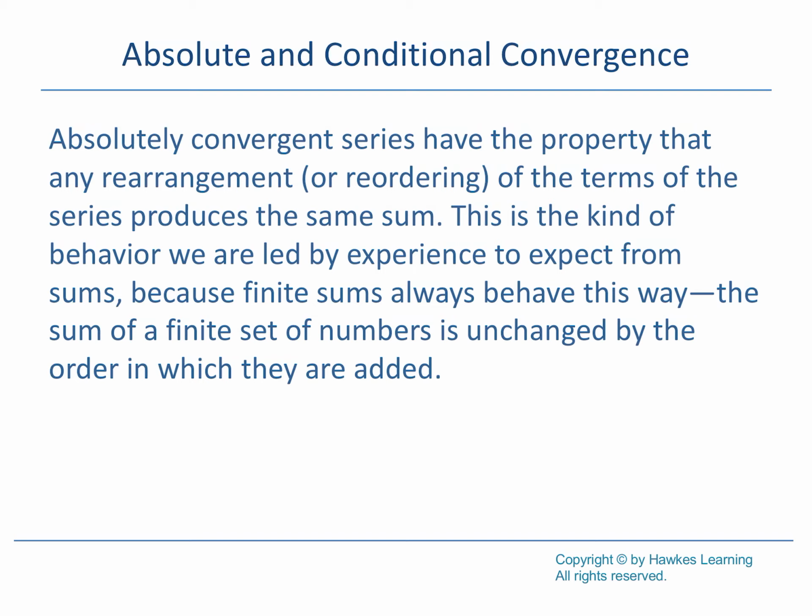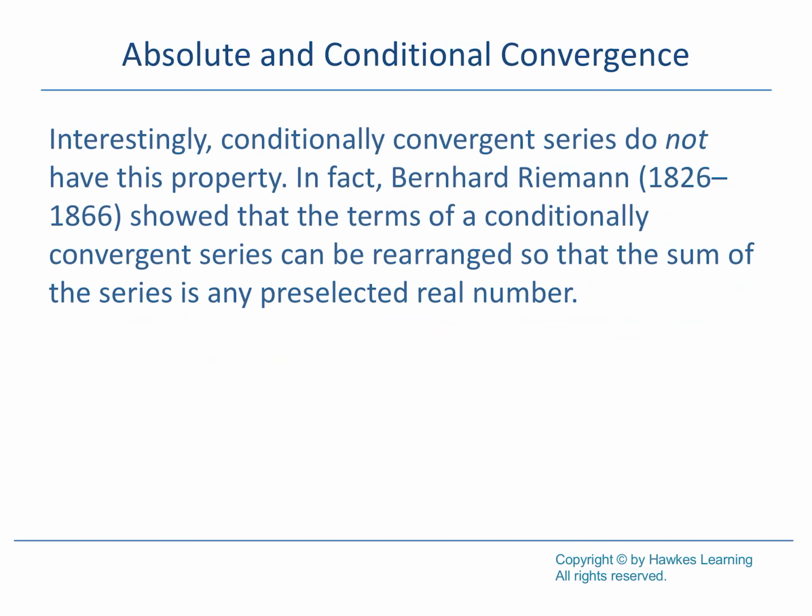So there's a little quirk here about series and the ordering of the terms. Absolutely convergent series have the property that any rearrangement or reordering of the terms of the series produces the same sum. So just reordering the terms doesn't change the value of the entire infinite series. But weird things happen when you have conditionally convergent series. Riemann showed that the terms of a conditionally convergent series can be rearranged so that the sum of the series is any pre-selected real number.